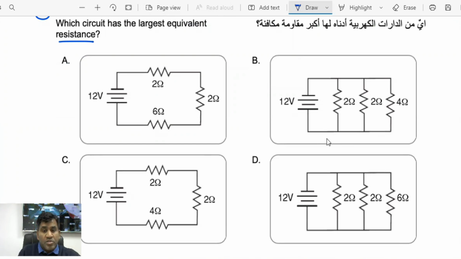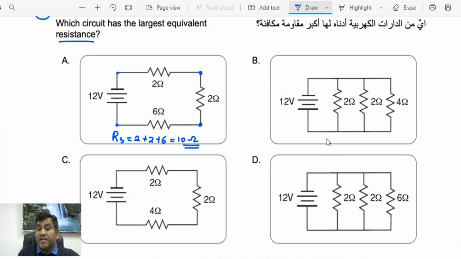In A, all the resistors are connected end to end, so they are connected in series along with a battery. They are not asking about how much current is flowing, just the equivalent resistance. In this case, for Rs, I just add them: 2 plus 2 plus 6, that's 10 ohm. So far we have 10 ohm for A.